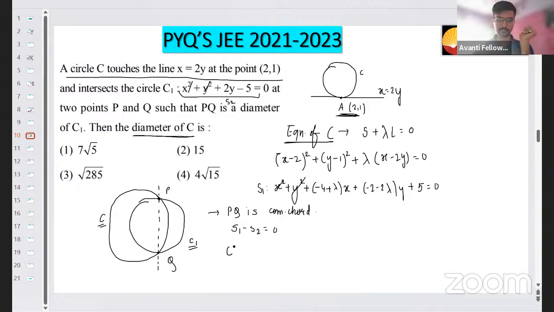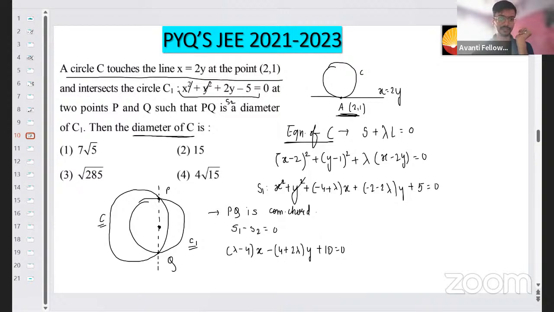Minus, there is no x term. So I'll get lambda minus 4x. Yes, this and this will get cancelled, subtracted. So minus 4 plus 2 lambda y plus 10 equals to 0.